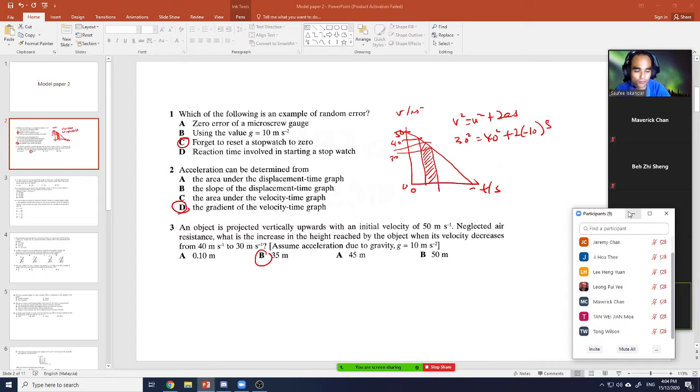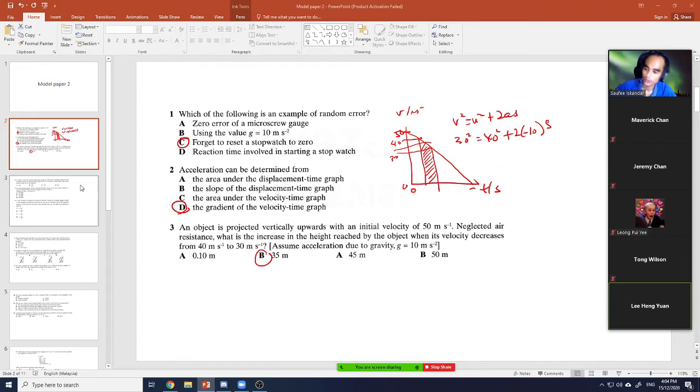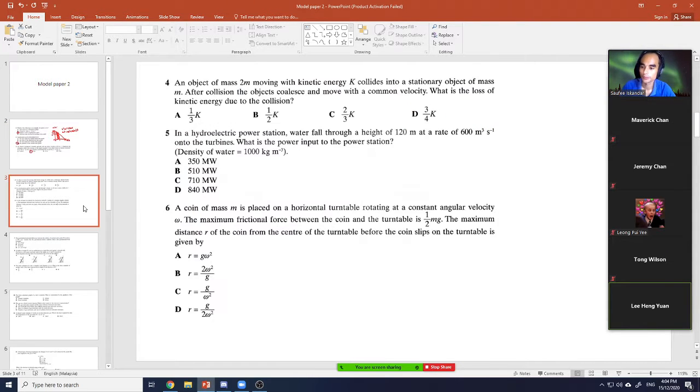Okay, we can start. Not going to waste the time. Can you see the screen? We have done numbers 1, 2, 3, and 4. We're going to continue with number 4.